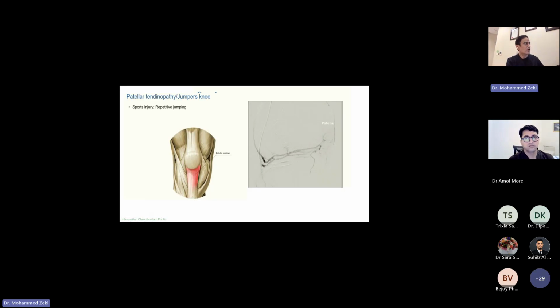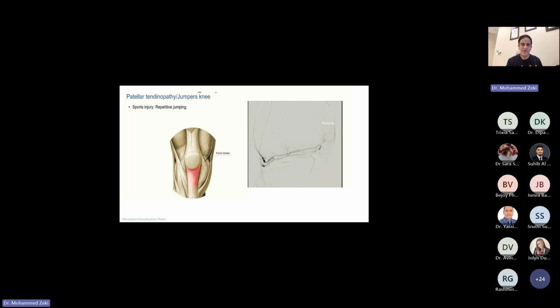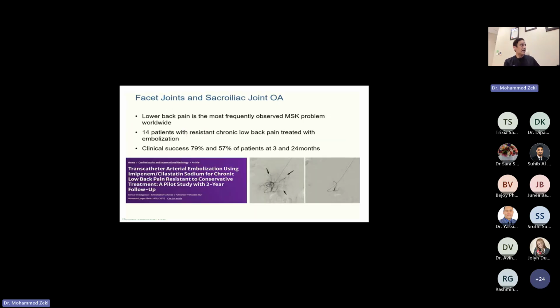This is a case of patellar tendinopathy. It's called jumper's knee, and this is a chronic condition. Again, they can respond to embolization because we're targeting the inflammatory process. Even in sport injury, I came across a marathon runner who really struggled with a muscle injury despite all kinds of physiotherapy and treatment. Following the embolization, he did respond and he went back to his running habit.